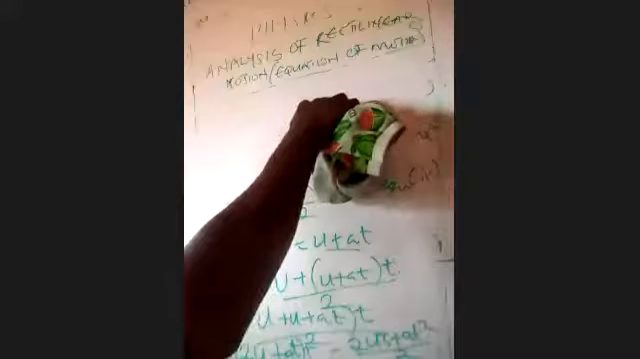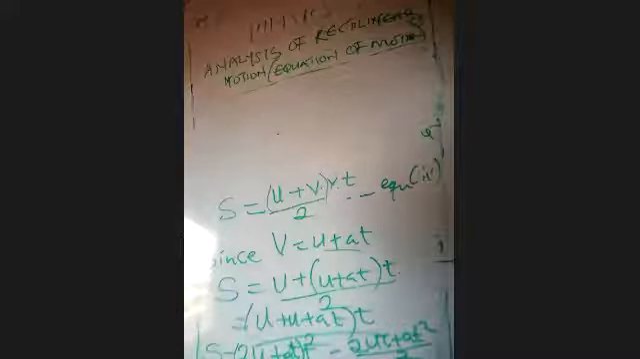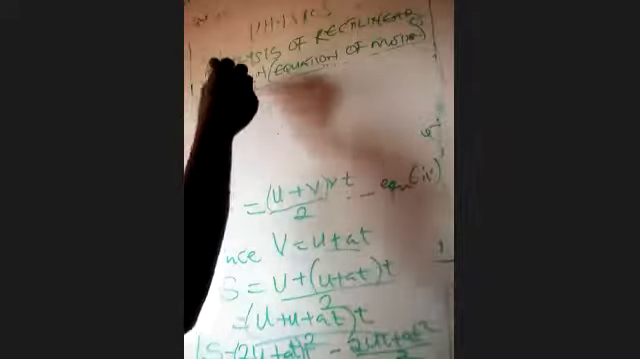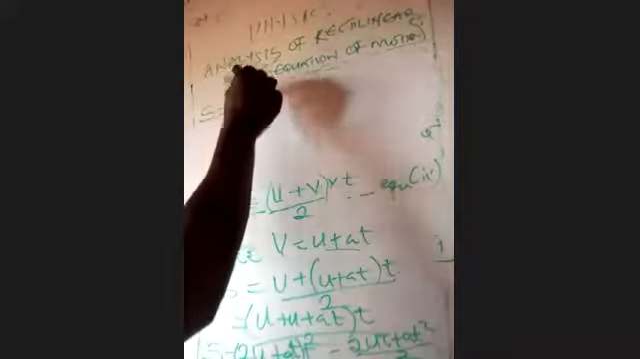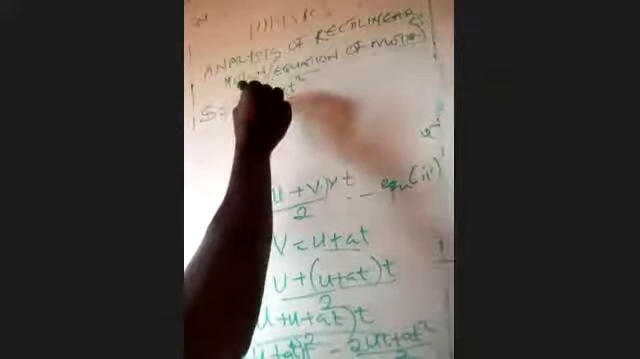So, keep on following. So, our S is now equal to 2UT plus a t squared, all over 2.